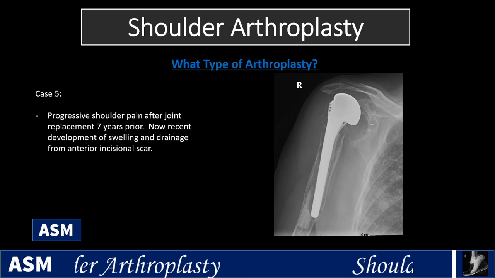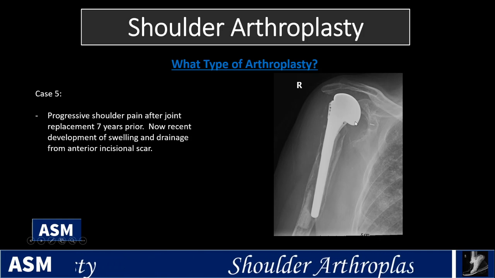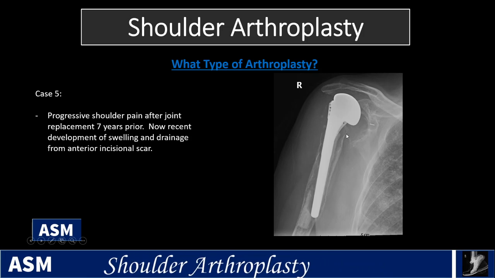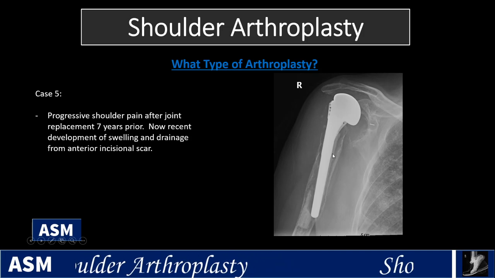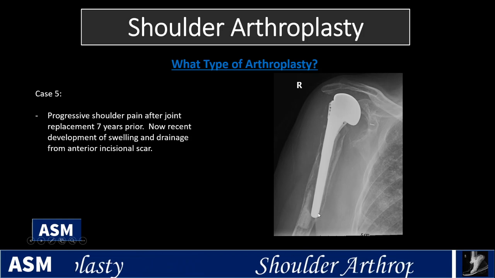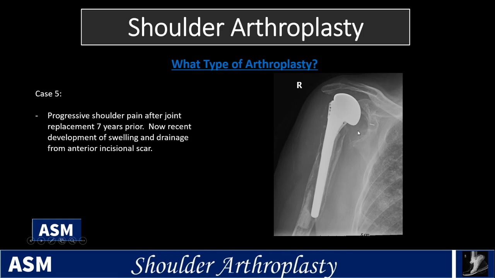Case 5, what type of arthroplasty? So this is anatomic total shoulder. And if you notice, not only is there superior migration, but there's something else going on. So you've got this extensive erosion around the humeral component with subsidence, a stress riser. This is just waiting to pop out. And the glenoid side is also significantly eroded.